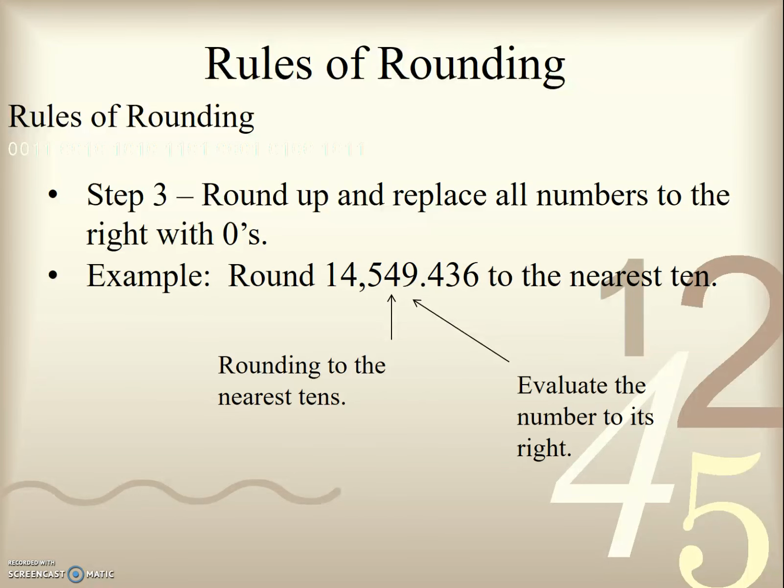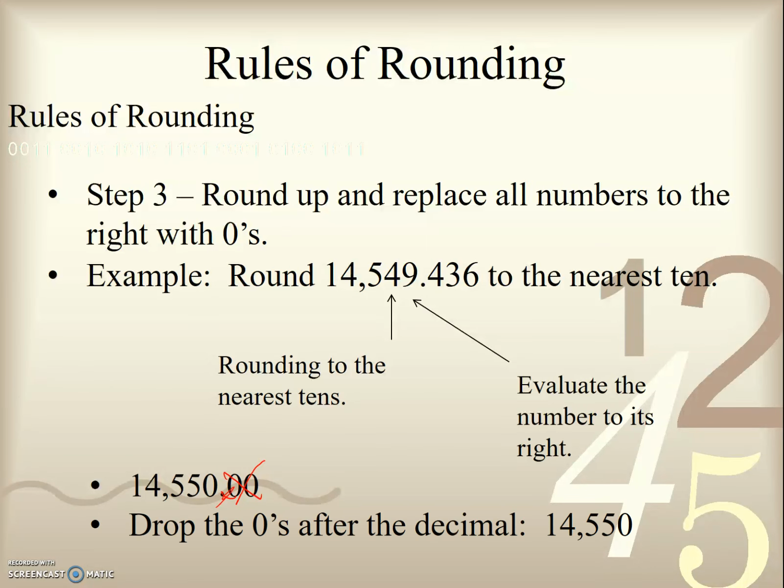All right, so here's what that looks like. Ta-da! Now we have 14,550, and we knew according to step 3 that we also should drop all these decimal places, and of course we're going to drop the little decimal place there. So our number is going to end up looking just like that. Okay.